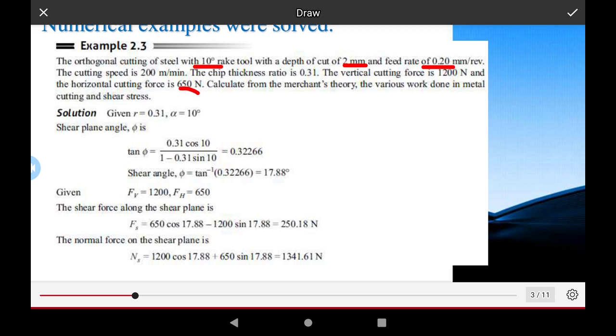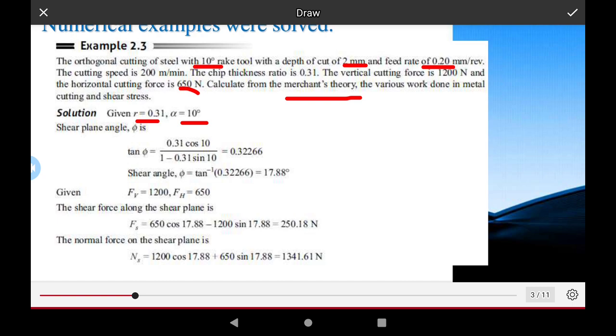Calculate using the Merchant theory the various work done in metal cutting and the shear stress. Find only the cutting force and shear stress. The r value is given as 0.133 and the rake angle alpha is 10 degrees. Find out the shear plane angle.